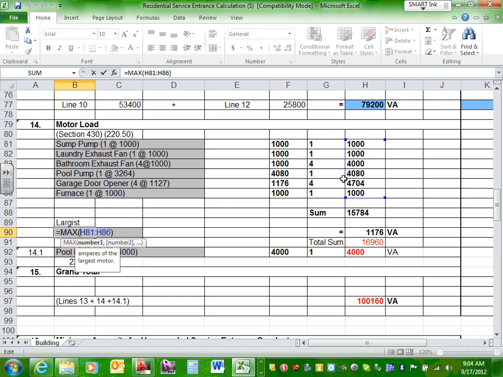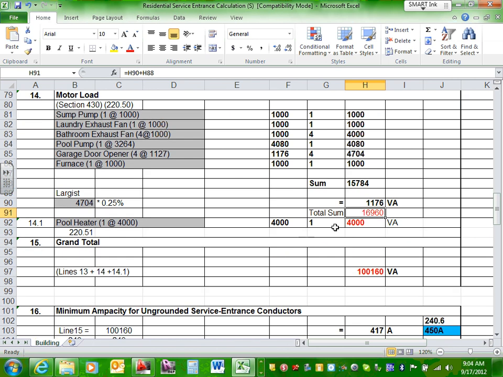Look at these numbers, pick the maximum. The maximum is the largest, right? And throw 25% at it, and that will get you this amount, and then add them up. Can you see, add the largest, 25% on the largest, plus the sum of all of them. Cool? All right, so that's how we get the motors.